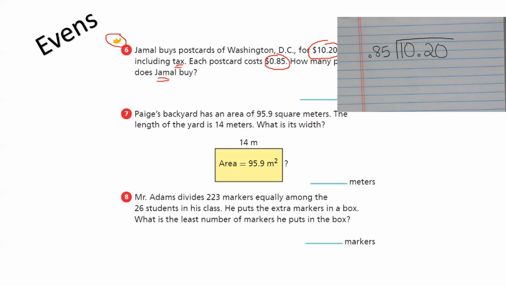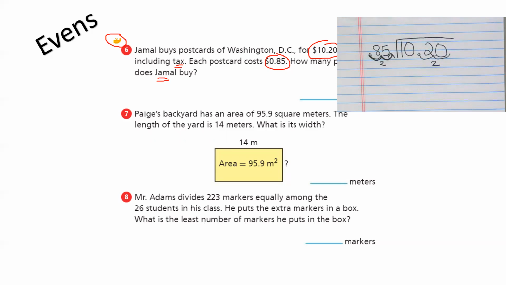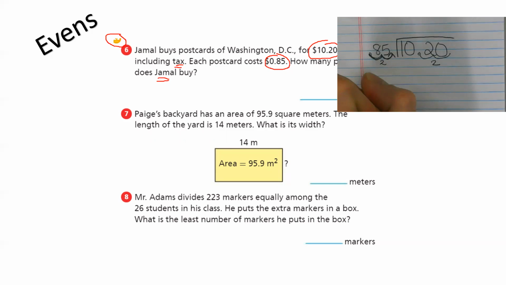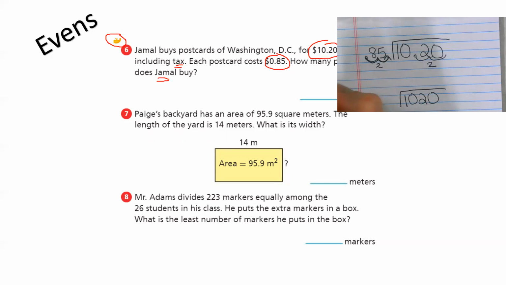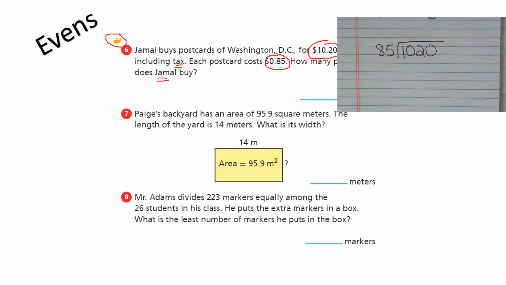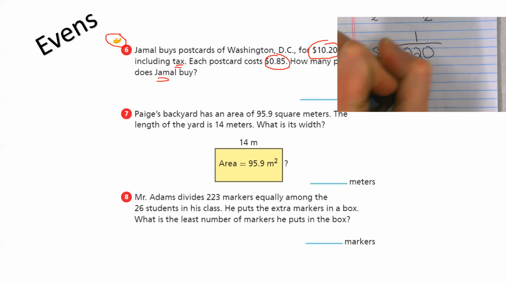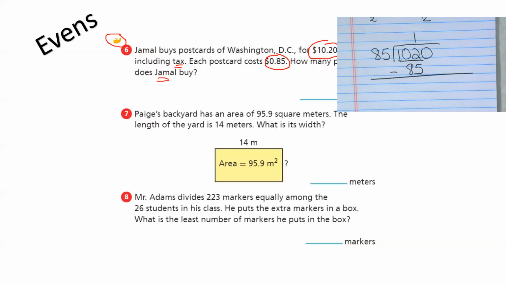So am I allowed to have this decimal? No, sirree, Bobarooski, so I have to get rid of the decimal. In order to get rid of the decimal, I had to move it over 2 spots, so I have to do the same thing here, which actually, luckily, gets rid of the decimal totally. So how many 85s are in 102? 1.